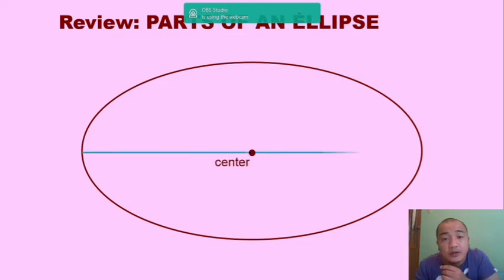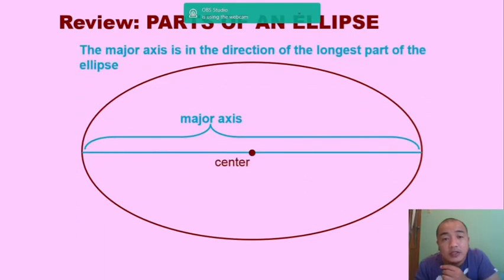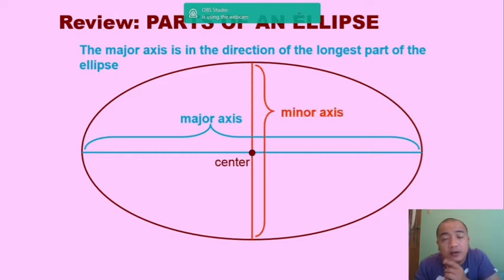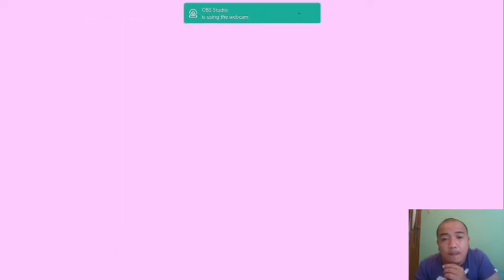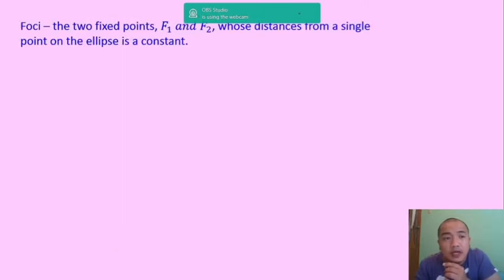Ayan, center. This is the major axis. It's the direction of the longest part of the ellipse. And this is the minor axis, shorter than the major axis. Then we have two foci. Then we have two vertices, and the vertices are at the ends of the major axis. And then foci, the two fixed points, F sub 1 and F sub 2, whose distances from a single point on the ellipse is a constant.